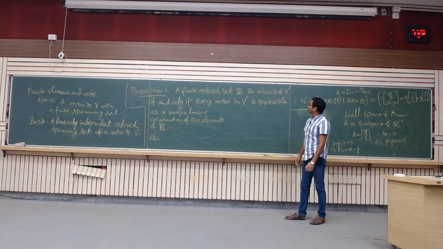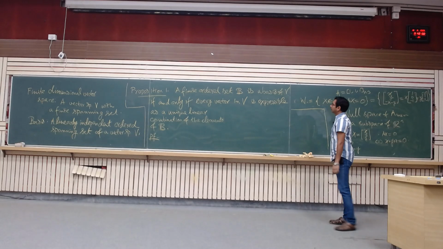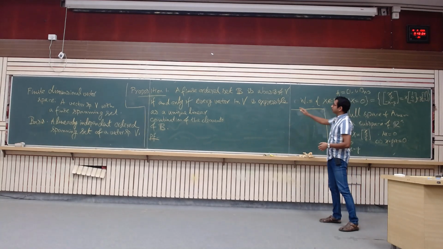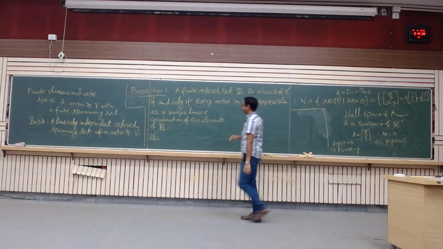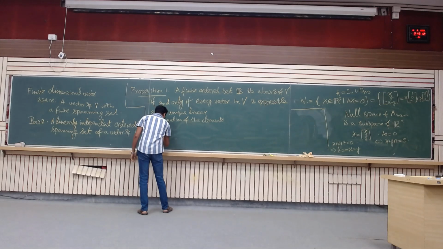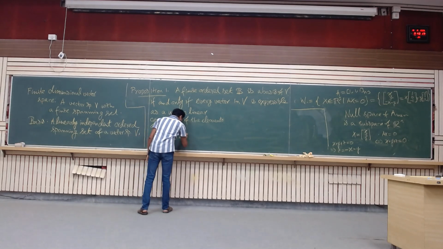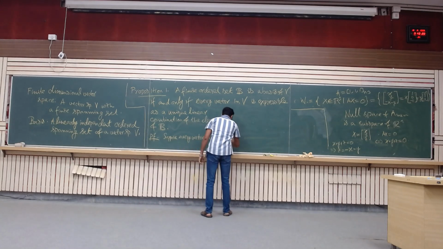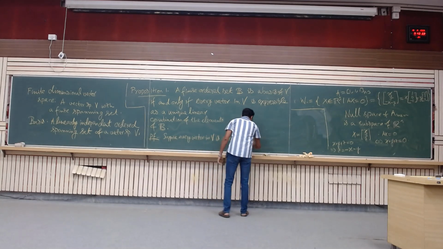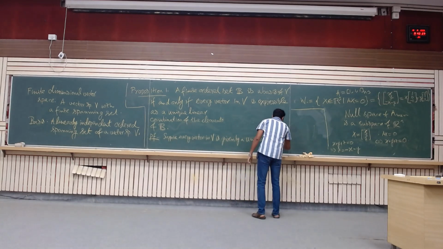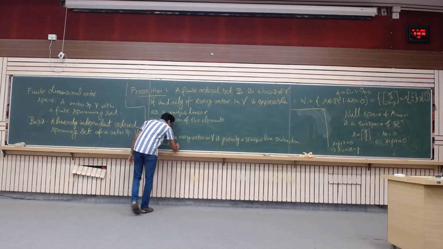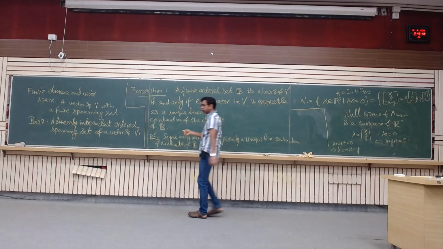So let's first go from every vector in V being expressed as a linear combination of the elements of B. So suppose every vector in V is expressible as a unique linear combination of the elements of B. Show that this is a basis.